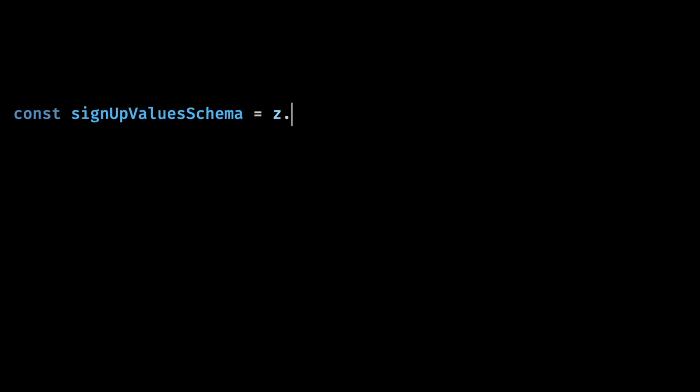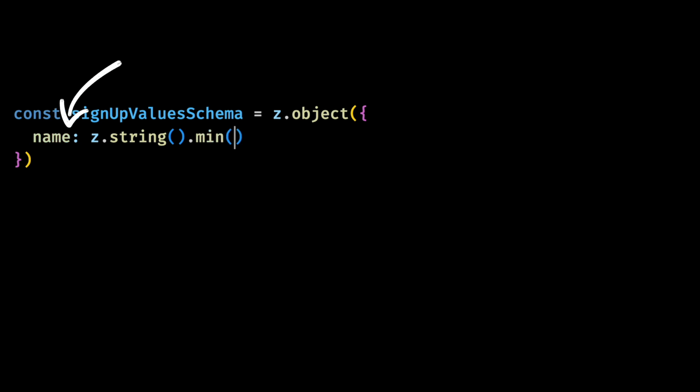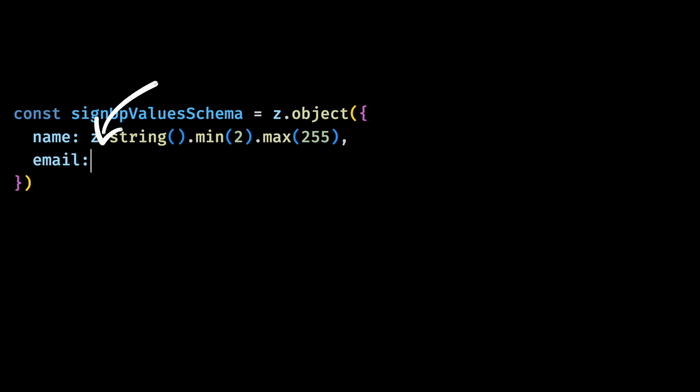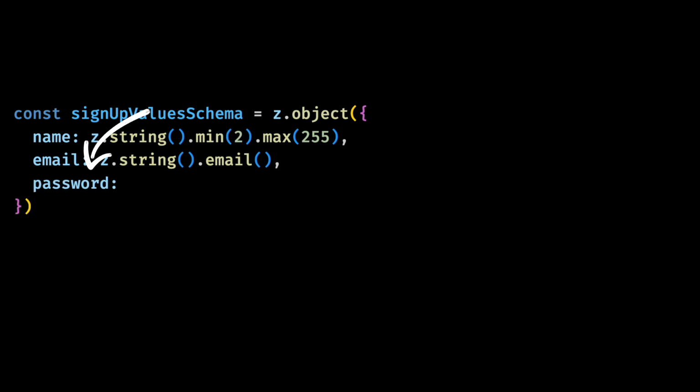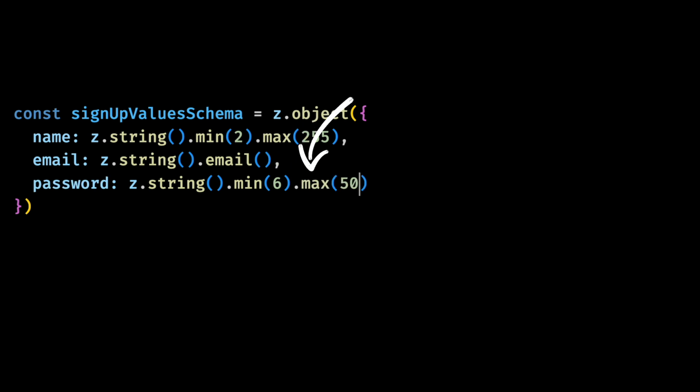For our form schema, first we need to set up the name field. Let's limit it with a minimum of 2 characters and a maximum of 255. Then we have our email field. Good thing we can just add .email and let Zod take care of the validation for us. For the password, we could use a regular expression with strict rules for better security. But I'm kind of feeling lazy today, so I'll just accept any string greater than 6 characters. And let's limit it to a maximum of 50 characters.